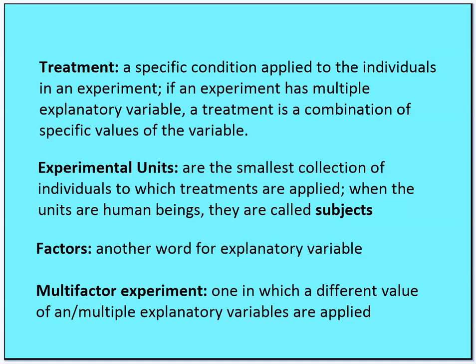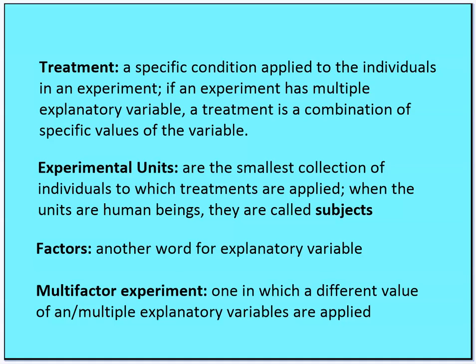All right, so experimental units are the smallest collections of individuals to which the treatment is applied, and when they're humans, they're called subjects. Factor is another word for explanatory variable. And then a multi-factor experiment is one in which multiple explanatory variables are applied.